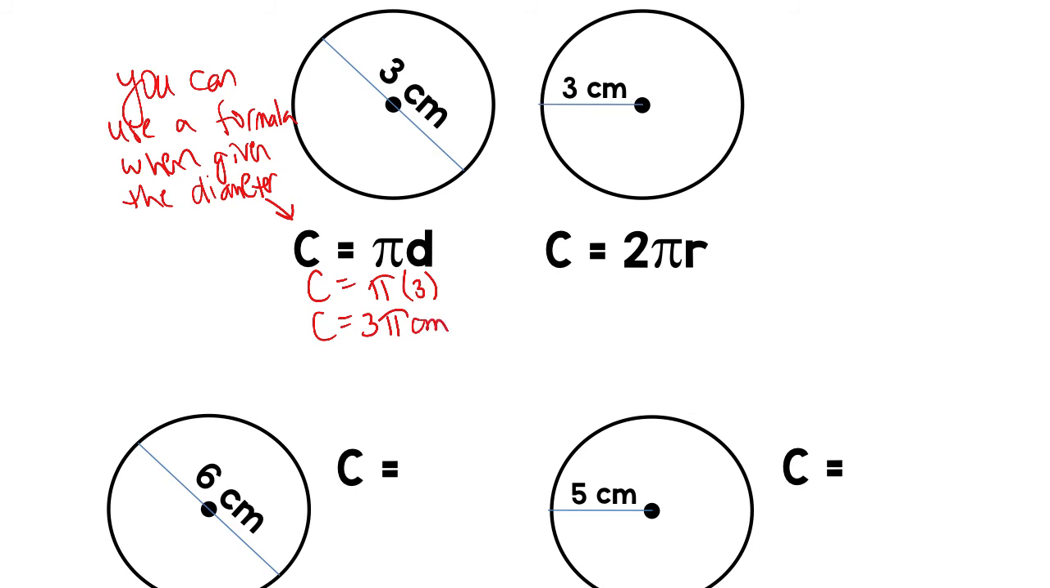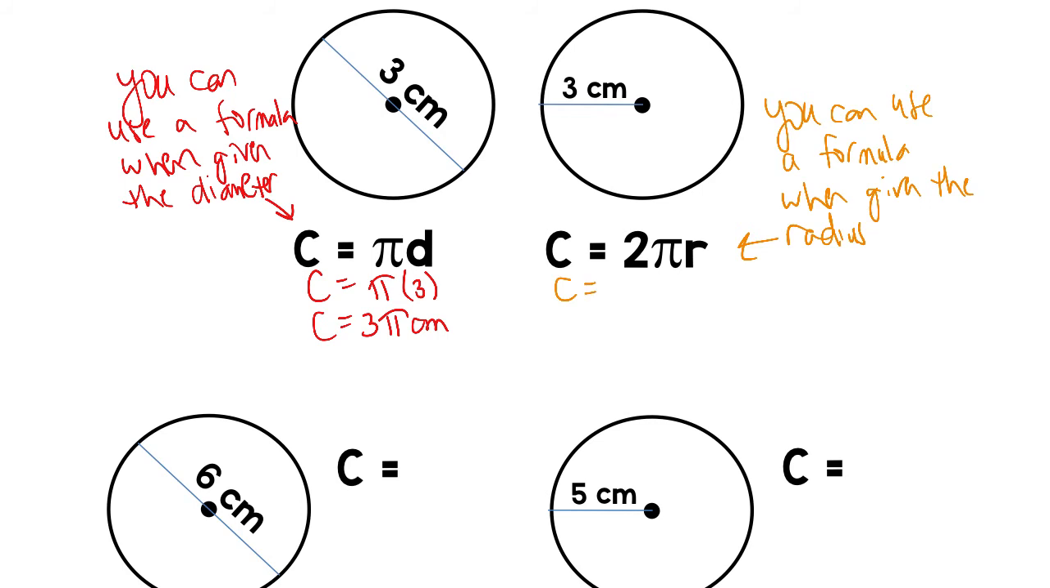We can use circumference equals 2 pi r when we're given the radius. So if we have a different circle here where the radius is 3 centimeters, the circumference is 2 times pi times 3. So our circumference is 6 pi centimeters. You can choose to just remember one of these equations and just know that the radius is half the diameter, and that's really all you need to know.